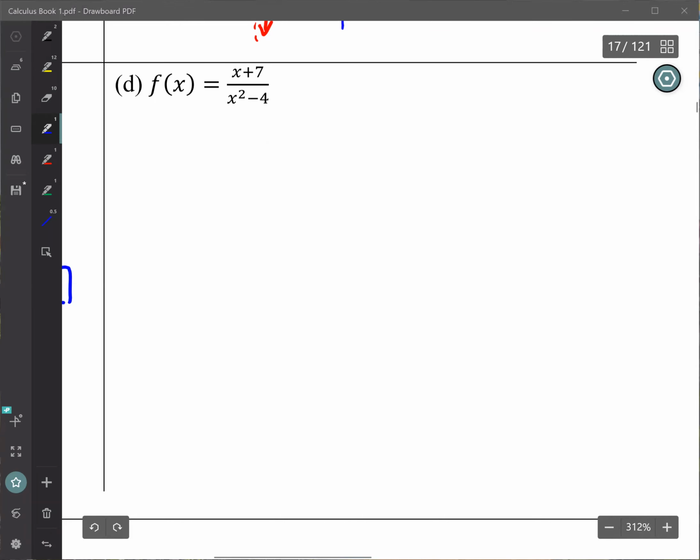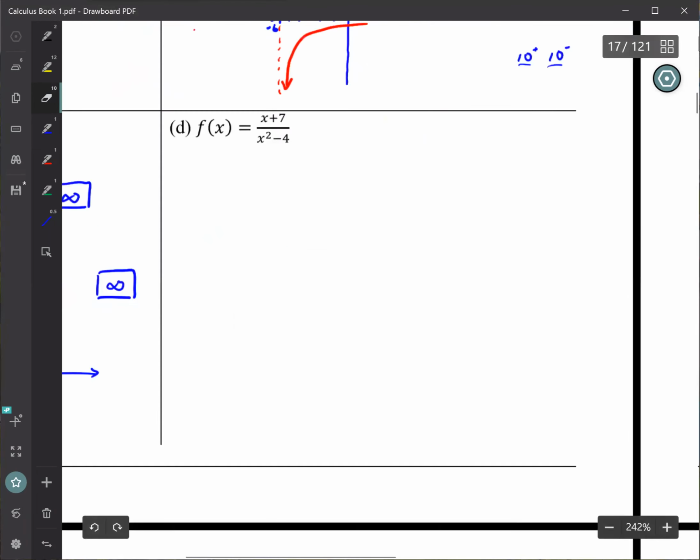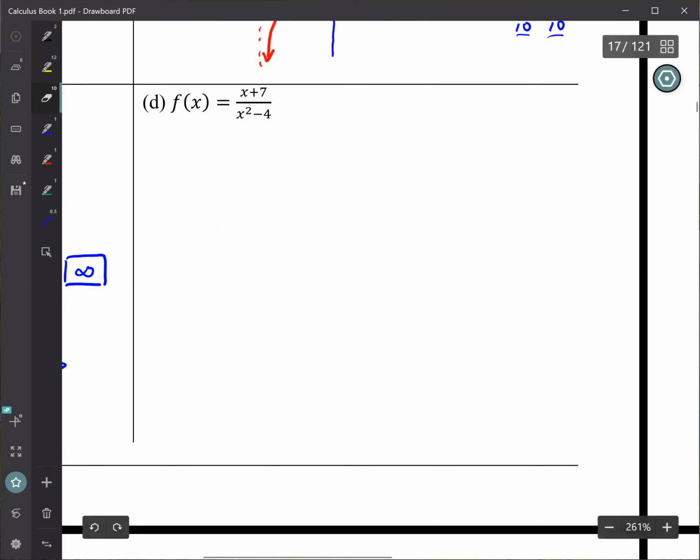Jason? Yeah. Isn't there like 2 vertical asymptotes? How do you know? Plus minus 2, because x squared minus 4 is x plus 2 times x minus 2. Yeah, okay, so we can factor it into x plus 2, x minus 2 equals 0. We get x equal to 2 and -2. So we get vertical asymptotes.